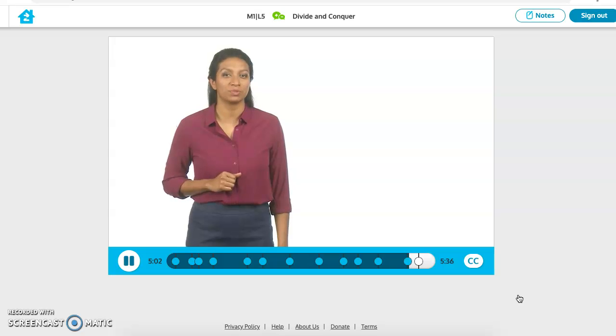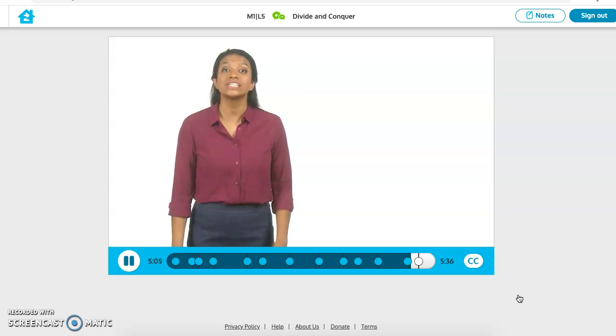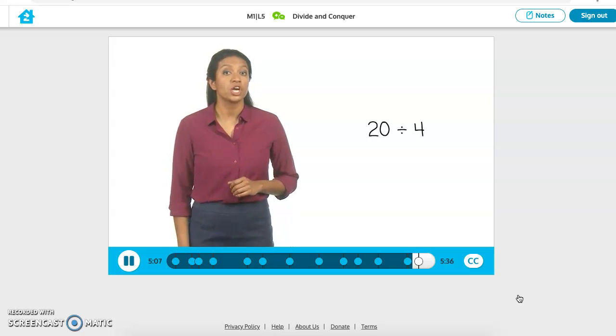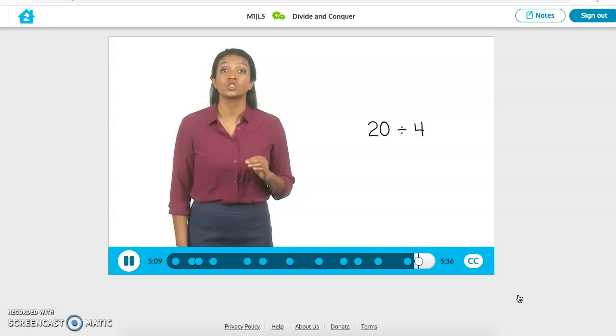I've got one more problem for you today. Let's solve 20 divided by 4. First, represent this problem by dividing 20 discs into groups of 4. Then solve.